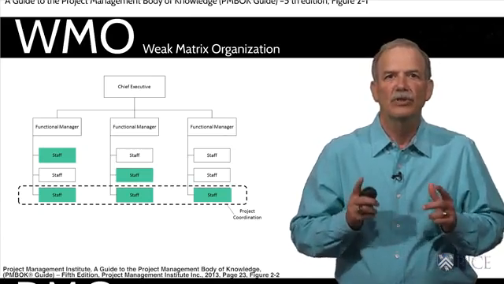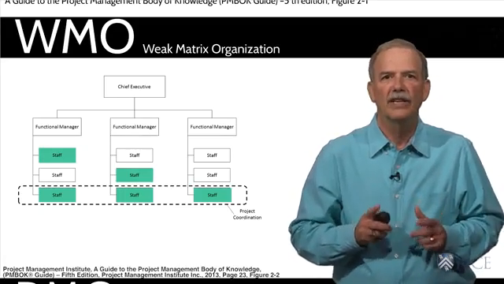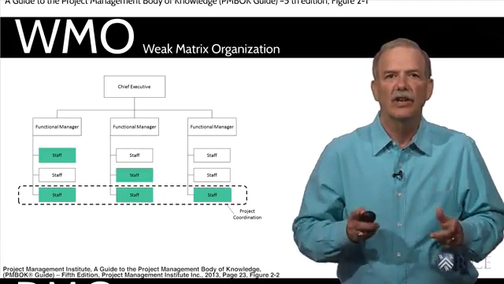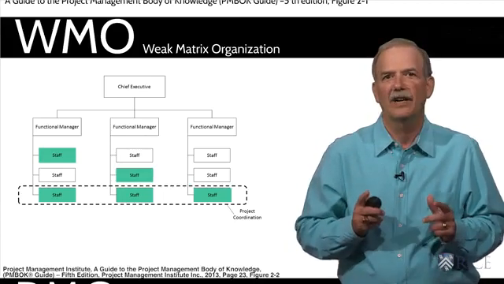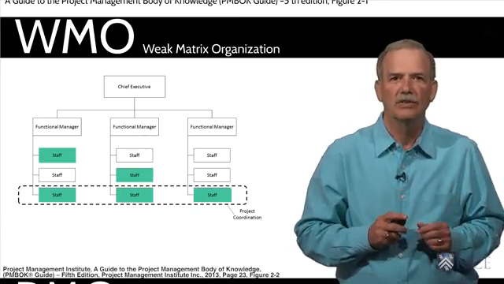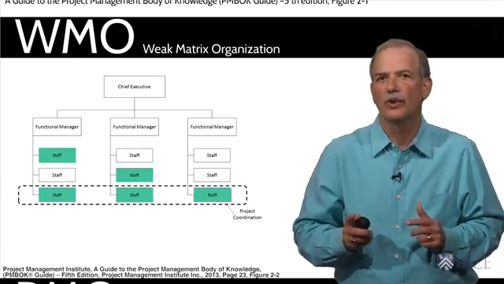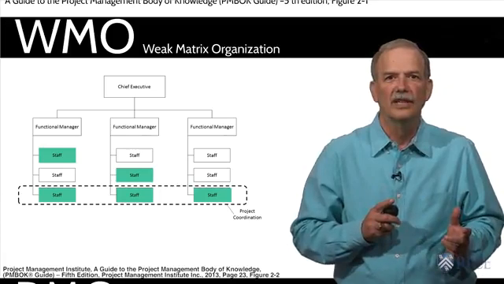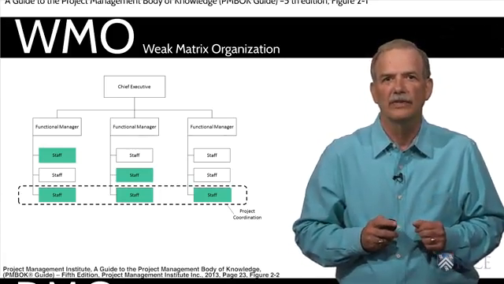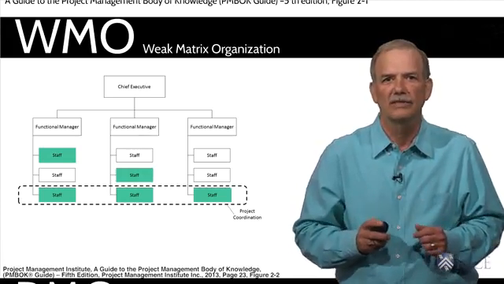In this case, most of the project management is still done by the functional managers. However, there is some recognition that greater coordination is required. In the weak matrix organization, one of the staff working on the project is asked to expedite the work process and communicate requirements. The project coordinator typically does not have authority to enforce requirements or control resources, but they can communicate across the organization without going through the functional managers. They usually also have responsibility to report on the progress of the project.